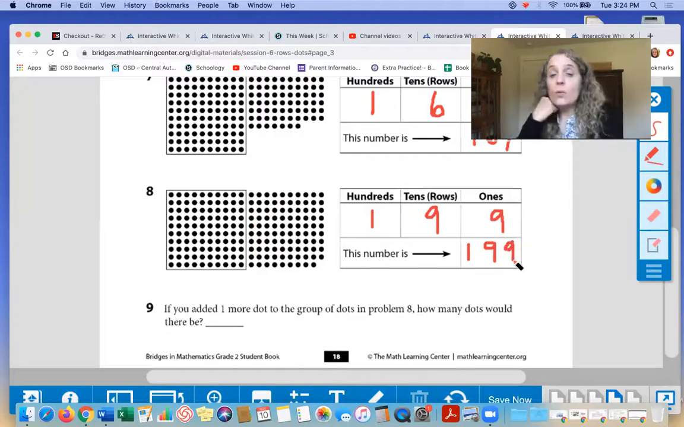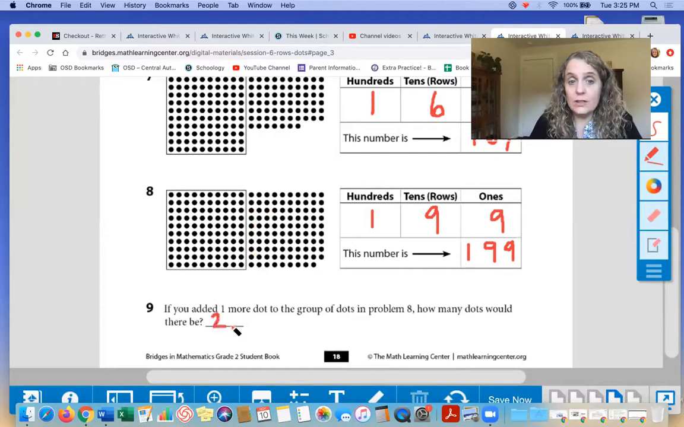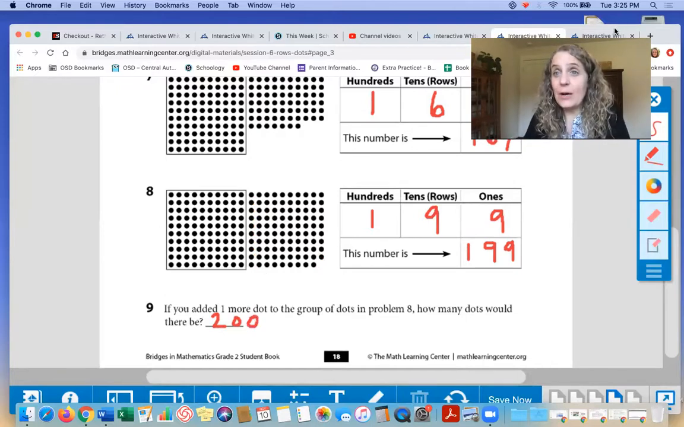199. If you added one more dot to the group of dots in problem 8, how many dots would there be? We would have 2 full hundreds, right? And 2 full hundreds is 200.